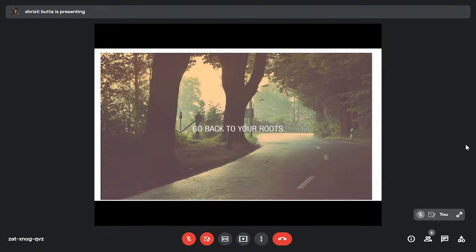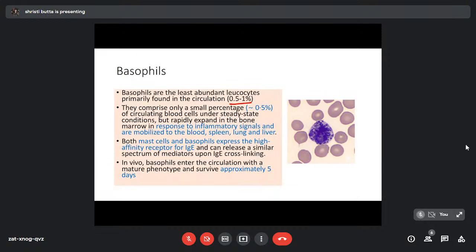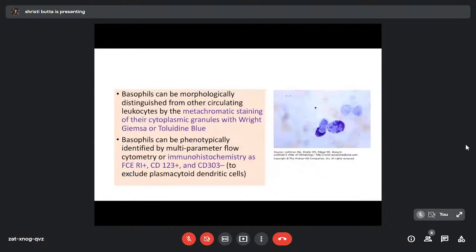Before that, basophils have this metachromatic staining, which can be seen because of their cytoplasmic granules with Wright's, Giemsa, or toluidine blue. So this is the toluidine blue stain shown alongside. Basophils can be phenotypically identified by immunohistochemistry and flow cytometry, by their Fc epsilon receptors, CD123 positive, though they are CD303 negative.